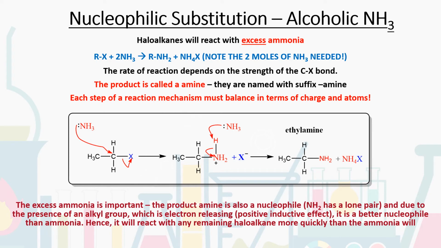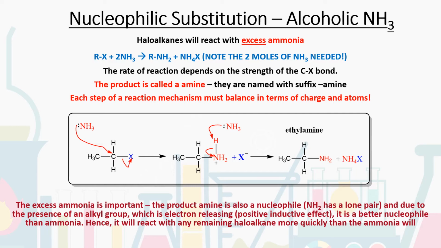Another nucleophile we can use is ammonia, NH3, again alcoholic this time, not aqueous. And haloalkanes will react with excess ammonia. Now the key thing there is excess ammonia. You can see in the equation here, when we write it out, RX plus ammonia, we form our amine. So we have our substitution, RX becomes RNH2. So we've had our haloalkane becoming an amine. We've also produced this salt, NH4X, this ammonium salt. So this is why we need 2 moles of ammonia.